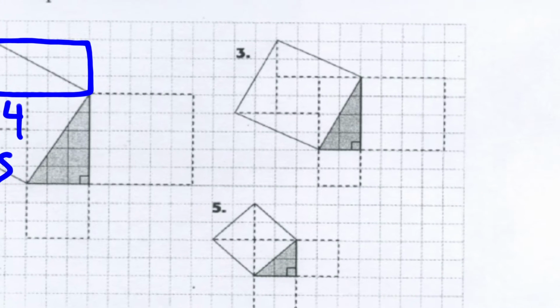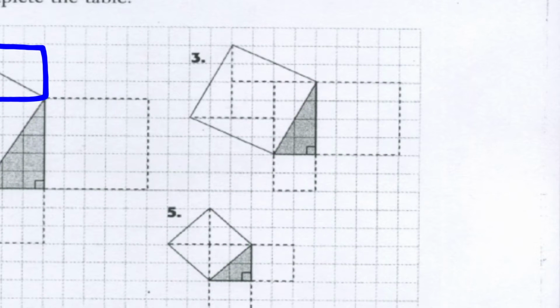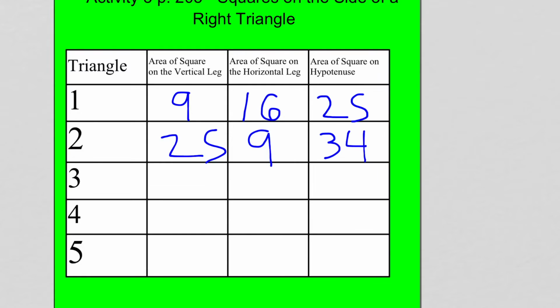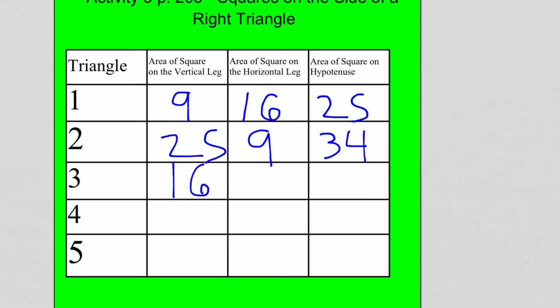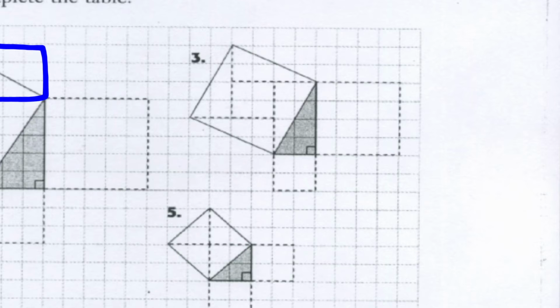Number 3, vertical leg square, 4, 8, 12, 16. Horizontal leg square, 2, 4. Okay, now the square on the hypotenuse.